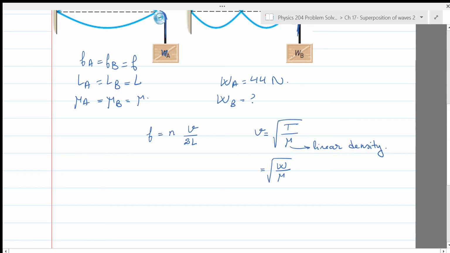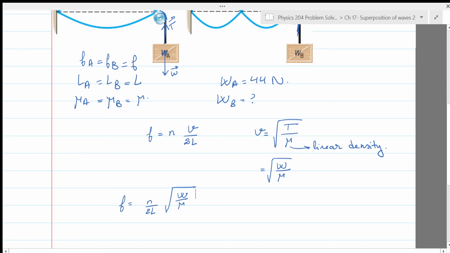Because if we look at the objects we have here, the forces acting on them are the weight itself and the tension that is exerted by the string. So by the principle of equilibrium, we know that the tension will be equal to the weight. Now, if we plug this into the equation of the frequency, we're going to have this equation.